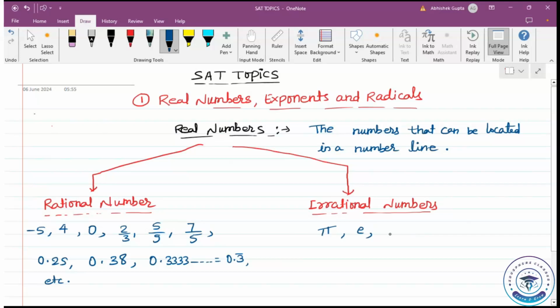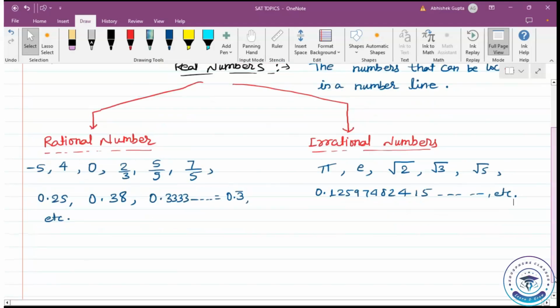Next, we have any number under a square root which is not a perfect square, like square root of 2, square root of 3, but square root of 4 will not be an irrational number. Then square root of 5, and then any non-terminating and non-repeating decimals like 0.12597482415, where neither is it repeating nor terminating. So these are the irrational numbers.